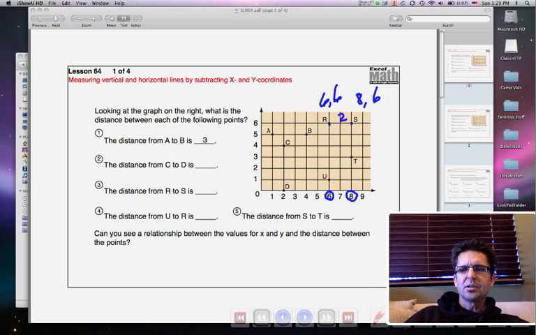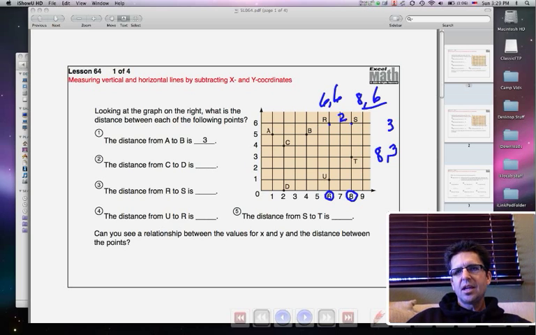Let's take a look at another example, from S to T. S we already know is 8, 6. T is at 8, 3. And the distance from S to T is 3. Notice the numbers in the coordinates there, and the answer is 3. Notice that here we have 6, 6, and 8, 6, and the answer is 2 for the distance.